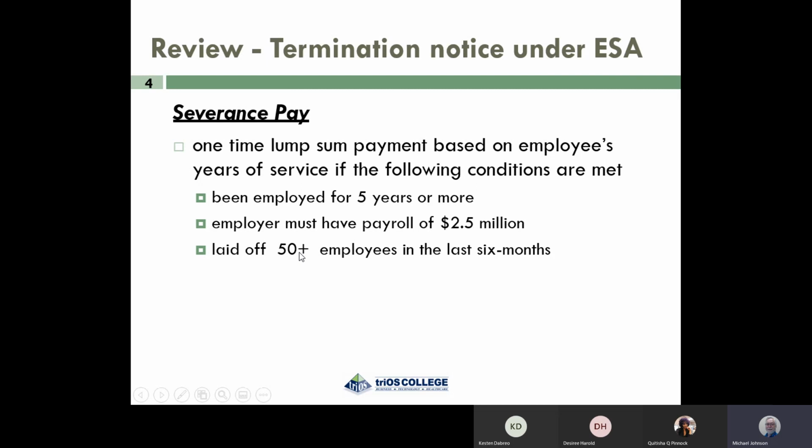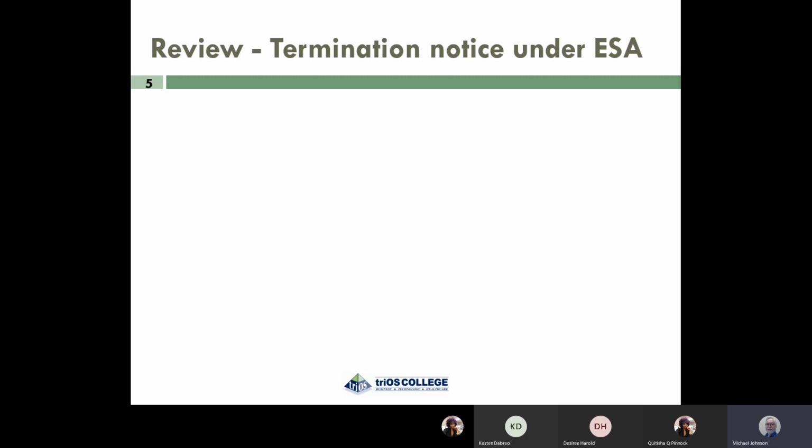Laid off 50 plus employees in the last 6 months. If that has happened, you're also required to pay out severance. And in addition to this, 1 week's pay for each year for a maximum of 26 weeks. That's quite a bit of money. I remember very few companies actually do pay out that kind of money. They don't usually let go of those employees unless there is no other way around it.